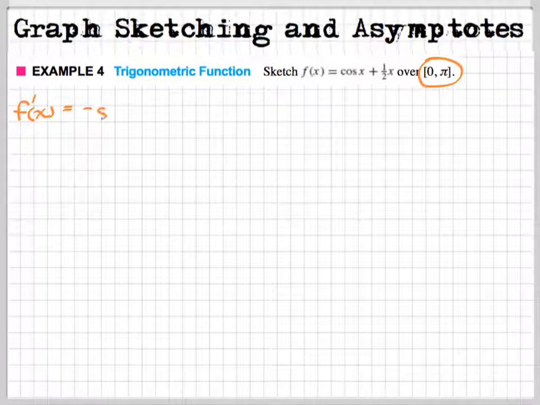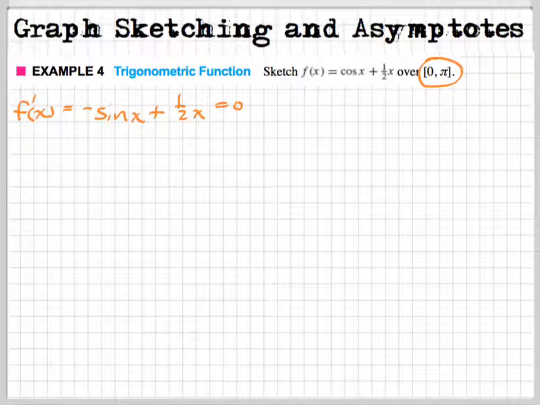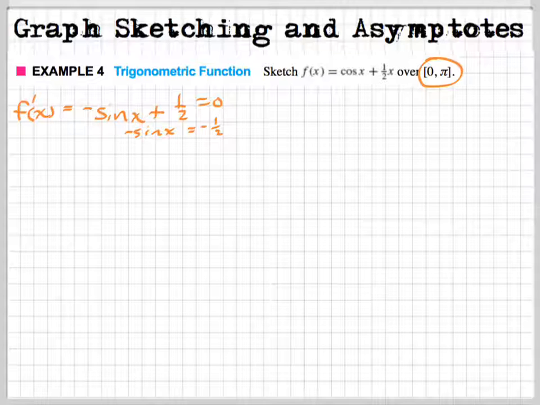So we get negative sine x plus 1/2. Alright, so then we set this thing equal to 0 and we solve. Actually, wait a second. I should have a 1/2 right there. Okay, that equals 0. Now we can move that 1/2 to the other side, so then we have negative sine x equals negative 1/2. We'll make those both positive because we divided both sides by negative 1.